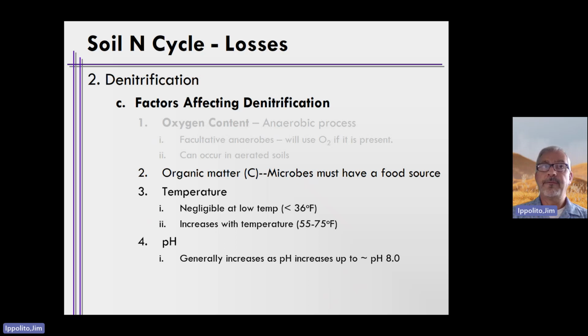The other factor that affects denitrification is pH. And generally, denitrification will increase as pH increases up to about pH 8, and then it tapers off. So if you know anything about denitrification and the factors that affect denitrification, you might be able to play with the system a little bit, at least keep it drained to prevent denitrification from occurring.